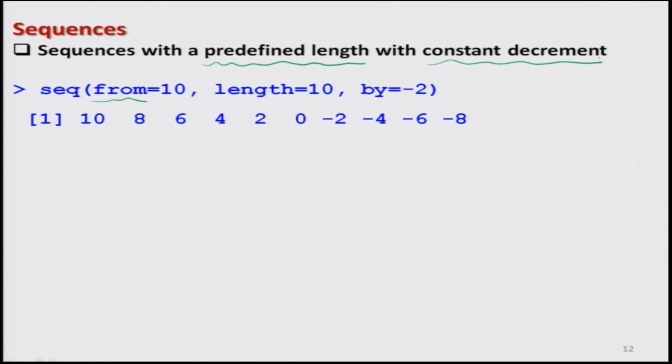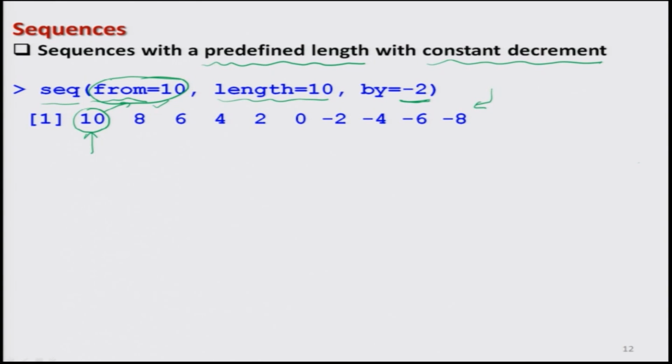Just for the sake of example, I take a sequence here from 10, separated by length 10, and then the decrement is going to be denoted by -2. That is an increment of -2, that is actually a decrement. Once you enter it, you get this type of sequence. You can see this is the starting value, and that is given over here.